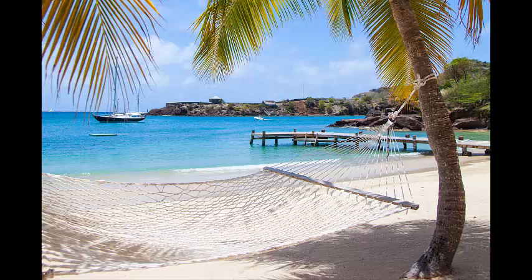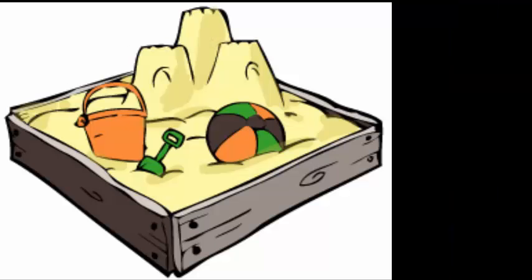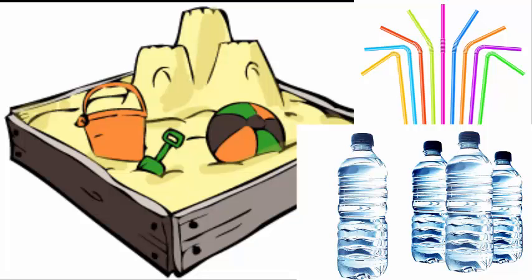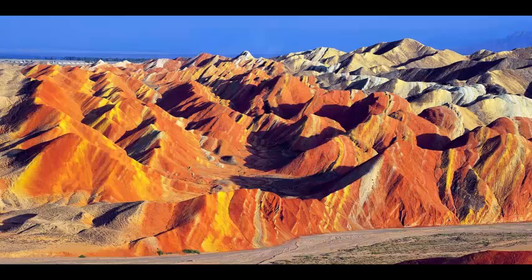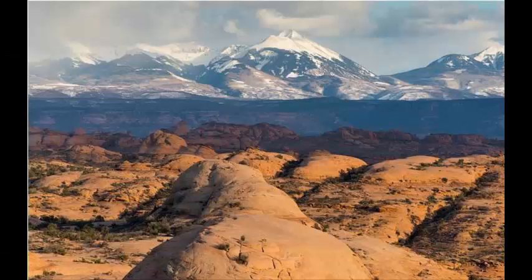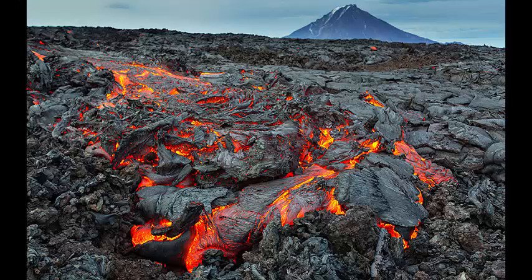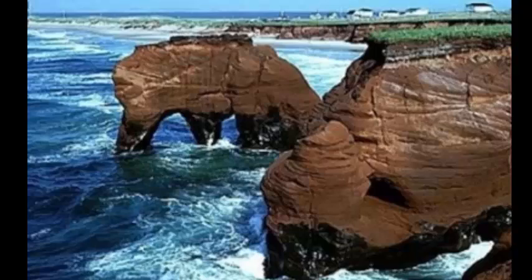I propose an experiment. What you'll need, you can either go down to the beach, or if you've got access to a sandbox, you'll need some straws or a straw, and a bottle of water or a couple of bottles of water. Now science has told us that all the geological features of Earth as we've seen it are due to movement of the tectonic plates, volcanic lava, wind, and water erosion. So everything you see on Earth is due to those factors.